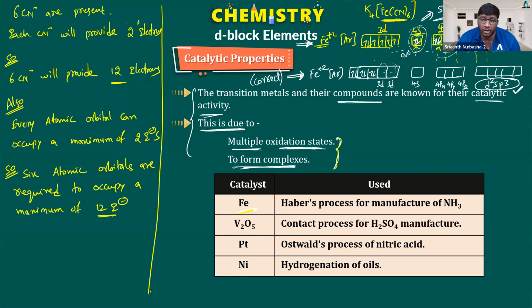Now the question is, if a compound can form complexes, and if it can show multiple oxidation states, then why does it have to act as a catalyst? Are you understanding the question or not? The reason I have told is that d block elements act as catalysts as they have a tendency to show multiple oxidation states and to form complexes. That's fine, well and good. Now the question is, if a d block element forms complexes and shows multiple oxidation states, what is the reason for it to act as a catalyst? So now we'll understand that reason in detail.